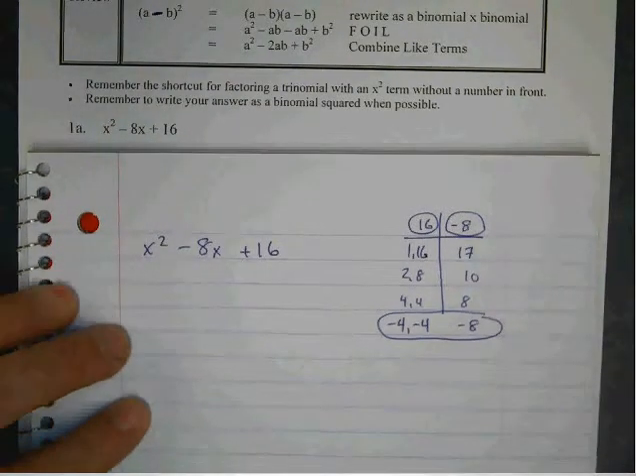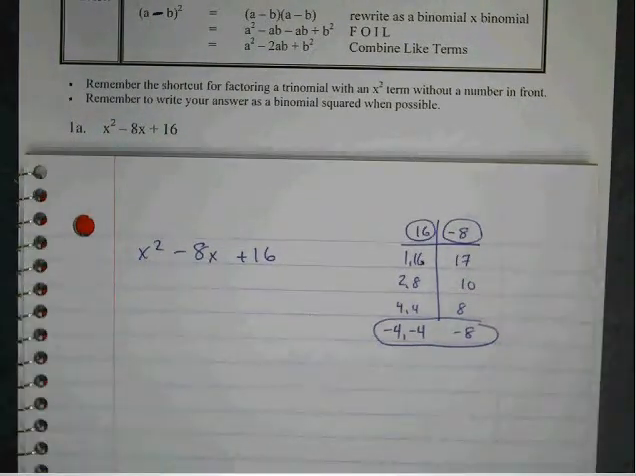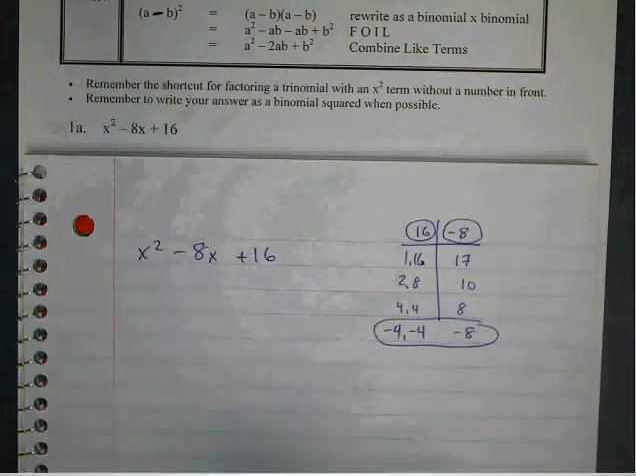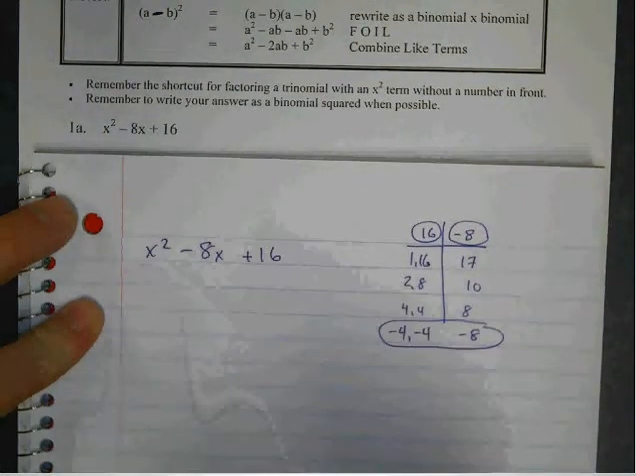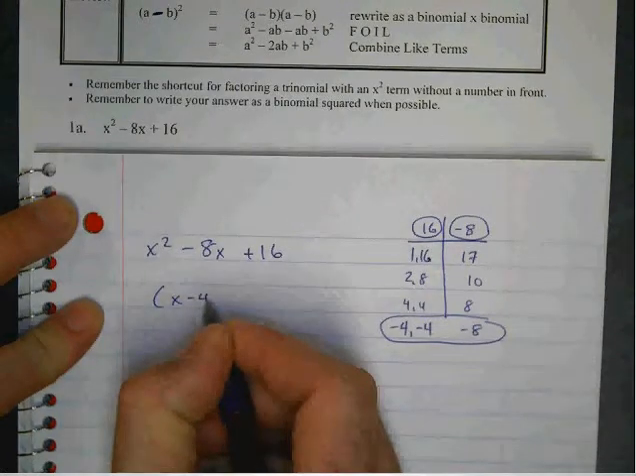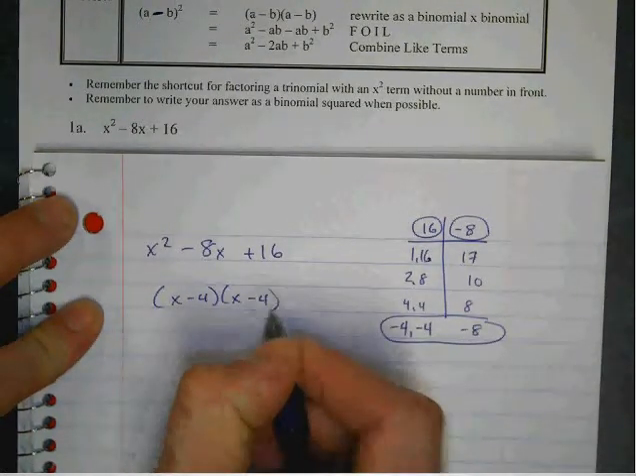Does this problem make itself eligible for the shortcut? Yeah. Why, Luke? Because there's no number in front of the x squared. Is that what you're thinking? So my answer is x minus 4, x minus 4.